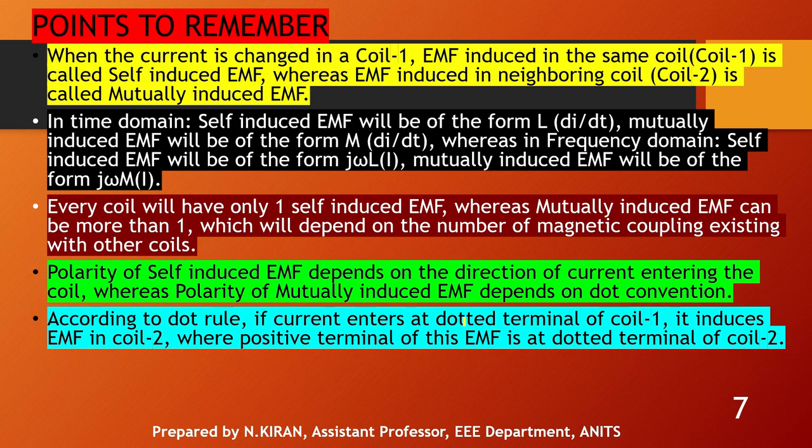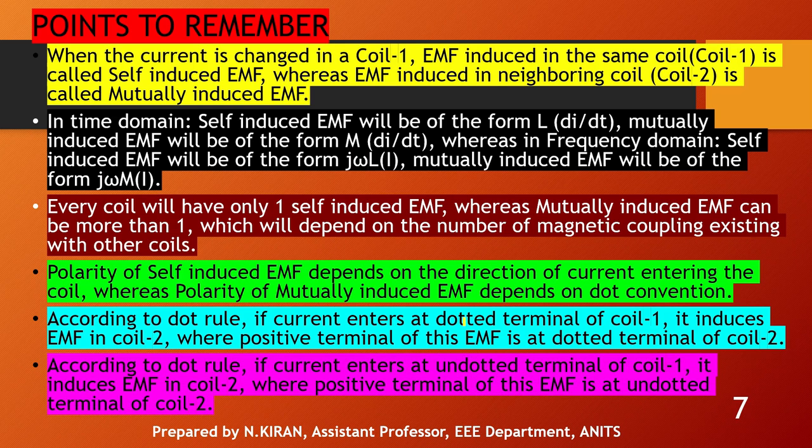According to this dot convention, that is the dot rule, if current enters the dotted terminal of the first coil, it will induce an EMF in the second coil, and the positive terminal of this EMF will be at the dotted terminal of the second coil. Similarly, if current enters at the undotted terminal of the first coil, it will induce an EMF in the second coil, where the positive terminal of this EMF will be at the undotted terminal of the second coil.